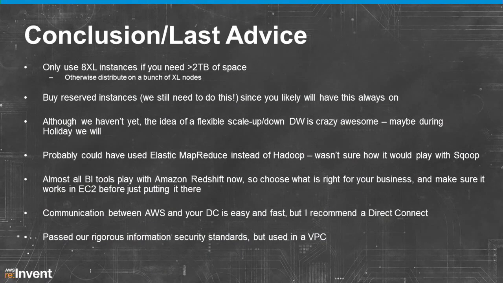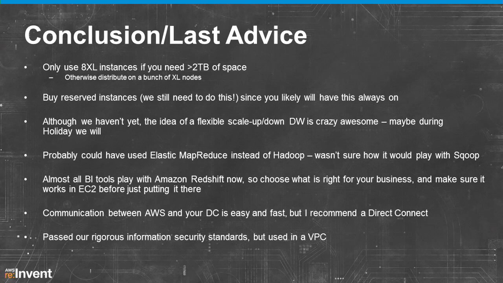So in conclusion, some advice. Only use the 8XL instances if you actually need the additional power and the additional space, which in our case, we didn't. Buy reserved instances, obviously, although we still have yet to do this, but it'll save you even more money. That's how you get down to that kind of $1,000 a year per terabyte.